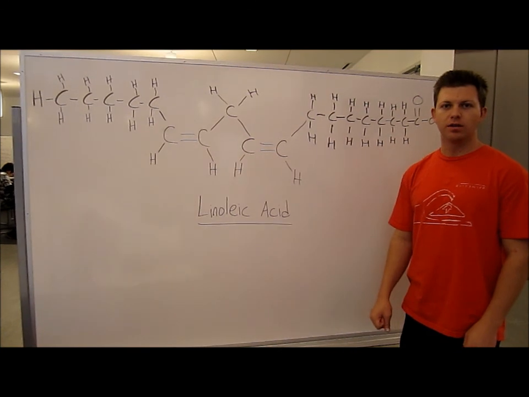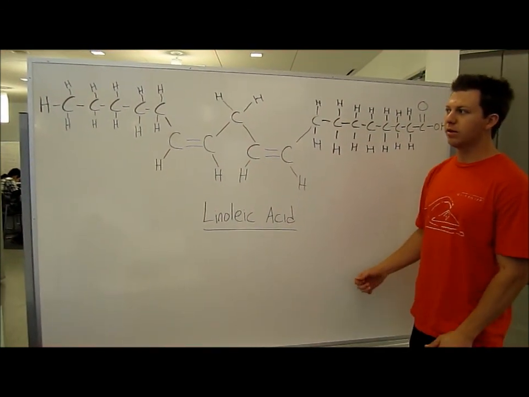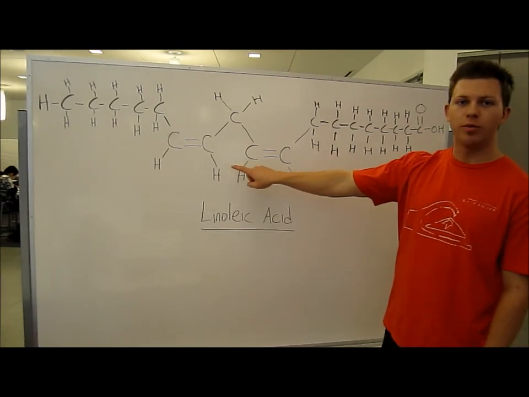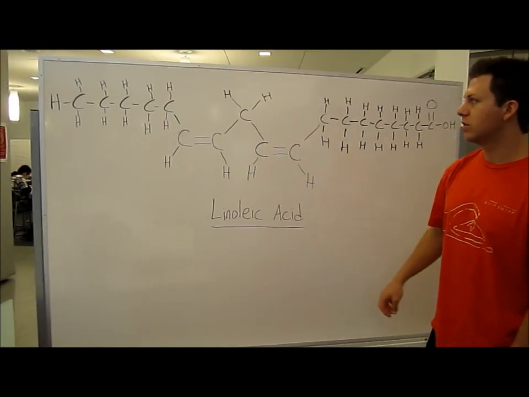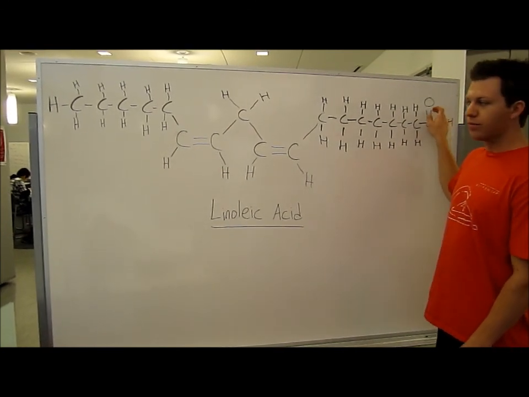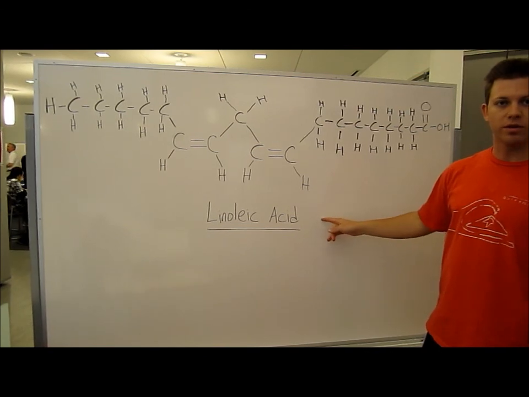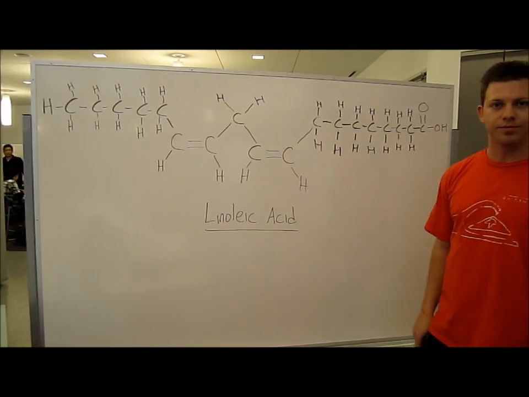This is linoleic acid. Again, it has 18 carbons, but it's a different name because it has two double bonds in the parent chain, as shown here. And once again, we do not count the double bond at the end. It's not part of naming. And this is a polyunsaturated fat because it has more than one double bond in the parent chain.